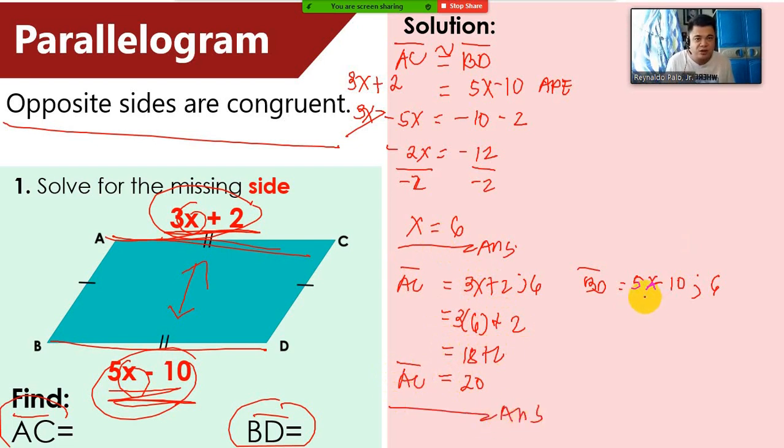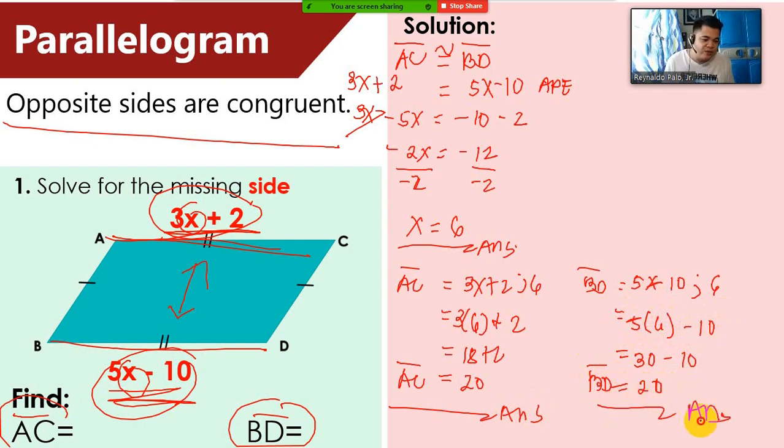We should also be getting 20 in the other one. So substitute: 5 times 6 minus 10. 5 times 6 is what? 30, minus 10. So segment BD is 20 units as well. As you can see, the measurements are equal, so we are able to satisfy the condition that opposite sides are congruent. In this specific given, that's the property that you have to use.